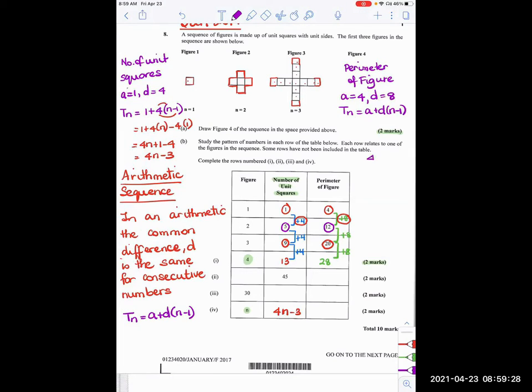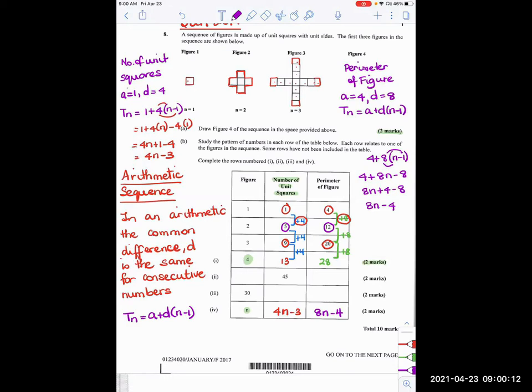So A is 4 and D is 8. So we multiply 8 by n and 8 by 1. So 4 plus 8n minus 8. So 8n plus 4 minus 8. So 8 is larger than 4. If you don't know how to work it out, use the calculator. 4 minus 8, you will get the answer. If not, the two numbers have different signs. We keep the sign of the larger number, which is negative, and 8 minus 4 is 4. Did you all get 8n minus 4? Yes, miss.